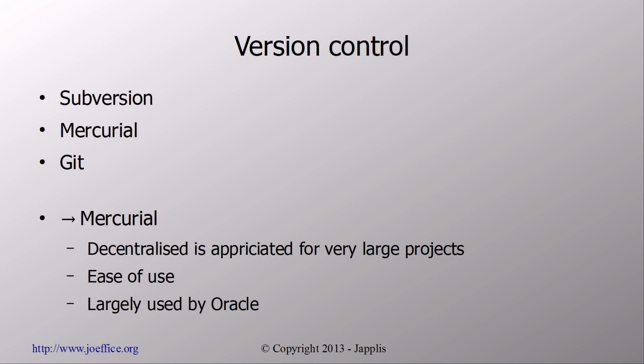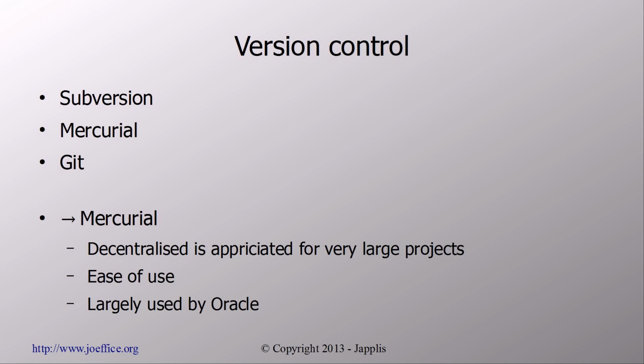Then about version control that I just talked about. You have different choices. You have Subversion, which is a centralized version control. You have Mercurial, and you have Git, which are more distributed. I've already used Git a bit in the past. I've used Subversion many times, but this time I'm going to go for Mercurial, and we'll see a bit later why Mercurial. First, it's decentralized, so it's a bit better than Subversion.